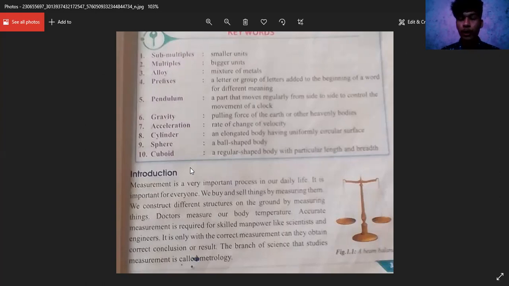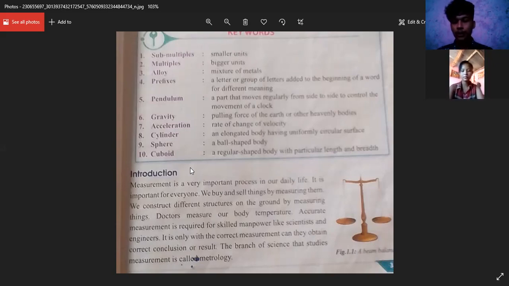Again, whenever you become skilled manpower, like when we become doctors, engineers, and scientists, at that time you need a very accurate measurement. Precise measurement is needed, right? Relative measurement won't be used. If you become an engineer in the future, then relative measurement won't be advantageous. At that time, you'll have to use accurate measurement. And from now also, you will start to use accurate measurement.